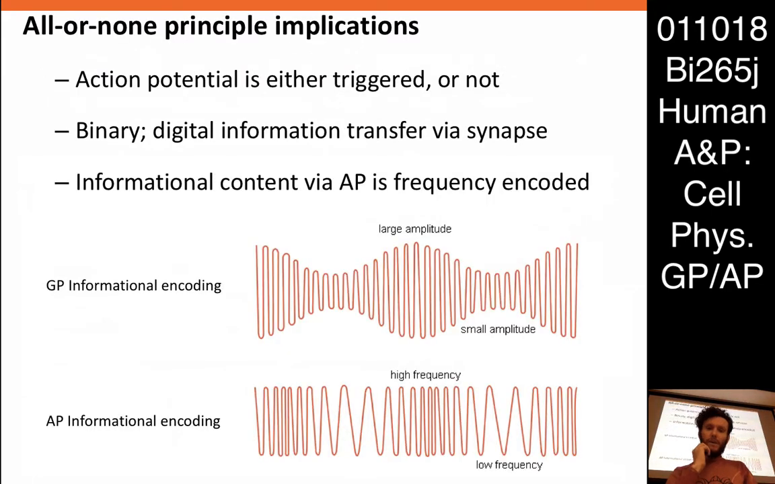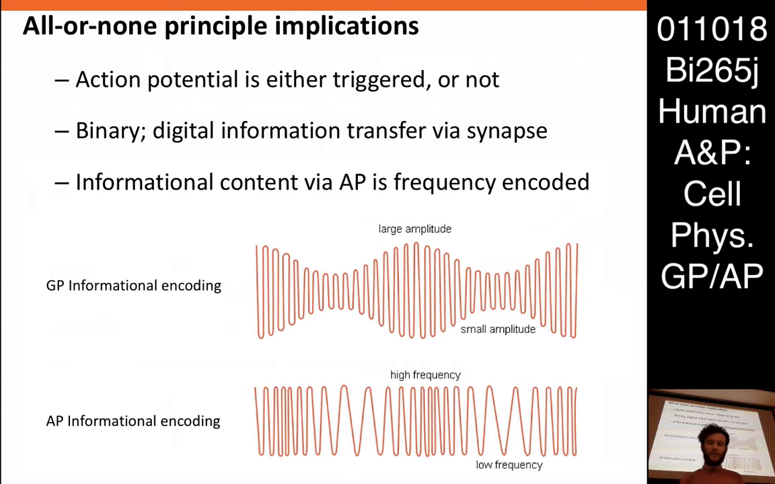All right, so here are some implications of the all or none principle. Of course, all or none means you've either triggered the action potential or not. As long as the dominoes have been set up properly, you don't knock over some of them and not the others. And an action potential, because of this all or none principle, is binary. You can think of it as digital information encoding. You either send a signal or there's not a signal.